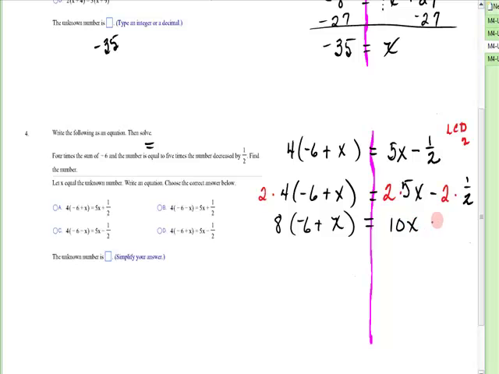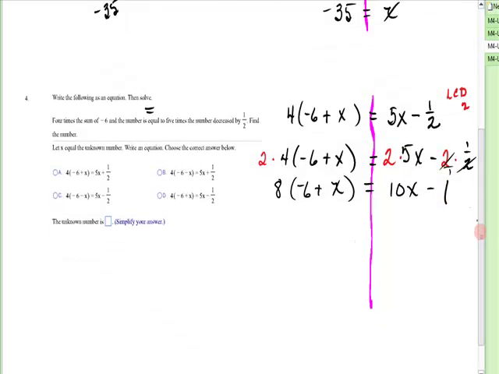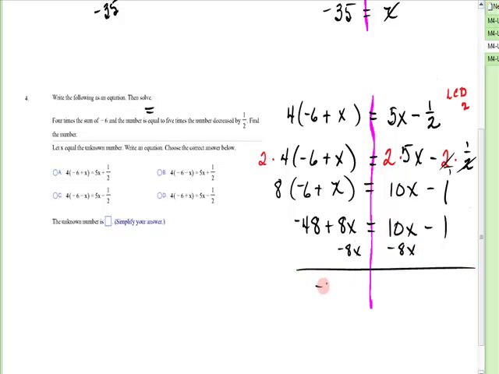this will give me 10x minus, now this is the reason I multiplied by that LCD. Those 2's divide out and I get a 1. This equation has the same answer as the original, just no fractions. Let's distribute. That's negative 48 plus 8x is equal to 10x minus 1. I have variables on both sides. I'm going to subtract 8x. Negative 48 is equal to 2x minus 1.